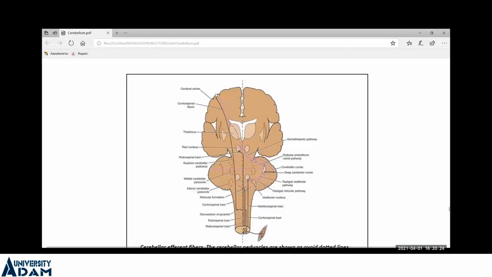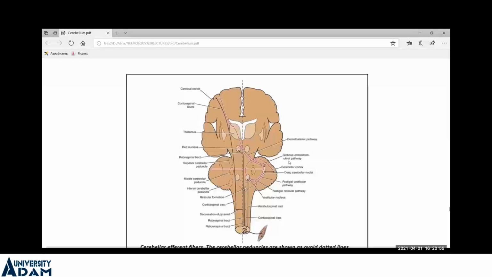Corticospinal tract crosses midline and controls ipsilateral motor neurons in the spinal cord. Corticospinal tract crosses midline and actually controls contralateral neurons, right? Okay. Next one is the globus-emboliform-rubral pathway, guys. So it influences ipsilateral motor activity, also like the dentatothalamic pathway.